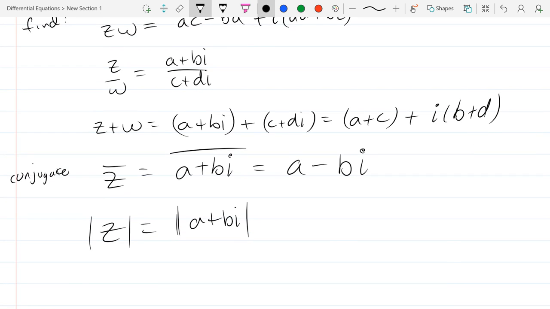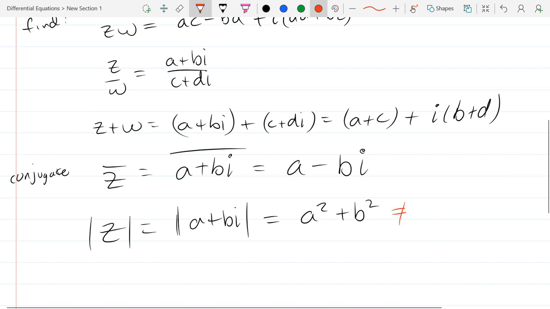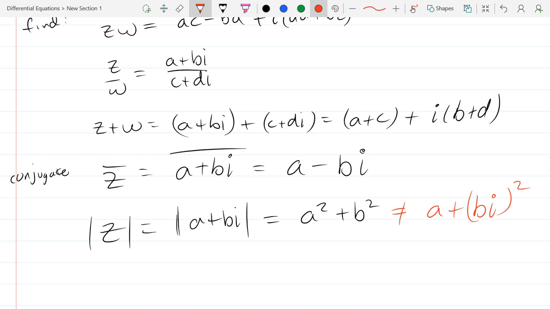All right, magnitude is a squared plus b squared. Make sure you don't do a squared plus bi squared. What happens if you do bi squared? It would make it a minus b squared. Yep, that would be a squared minus b squared. Very easy to get negatives out of that. So that is not your magnitude. So don't do magnitude like that. It's the coefficient of i, not the actual i itself.